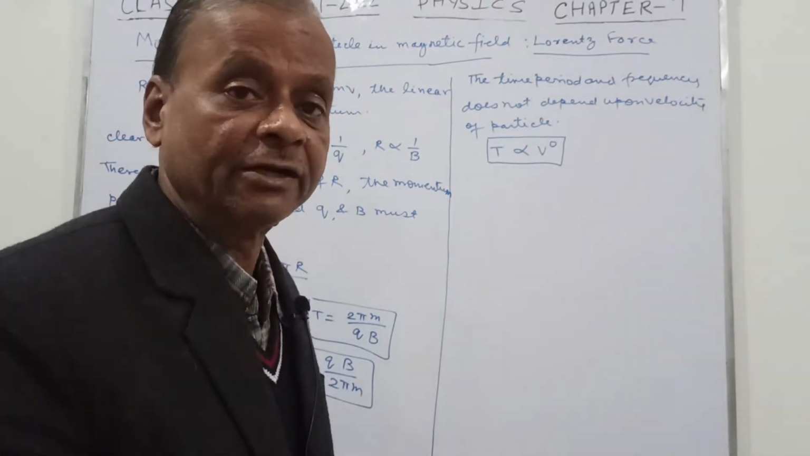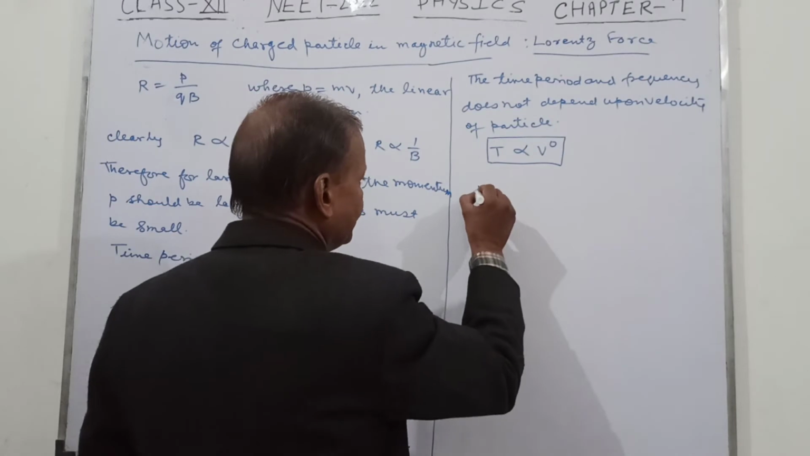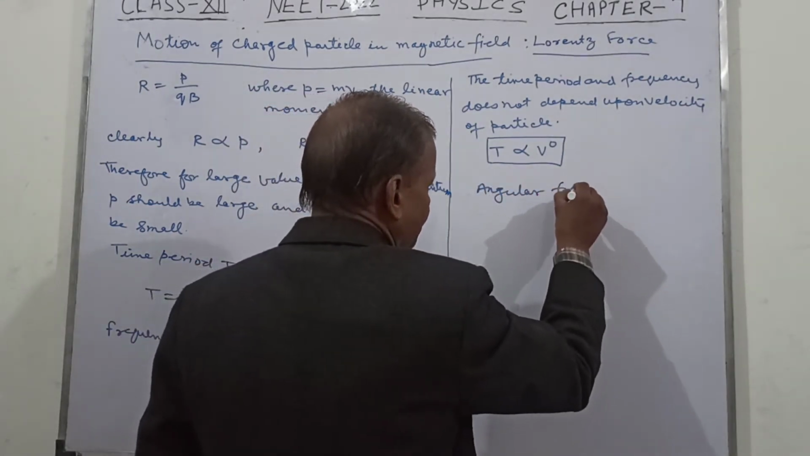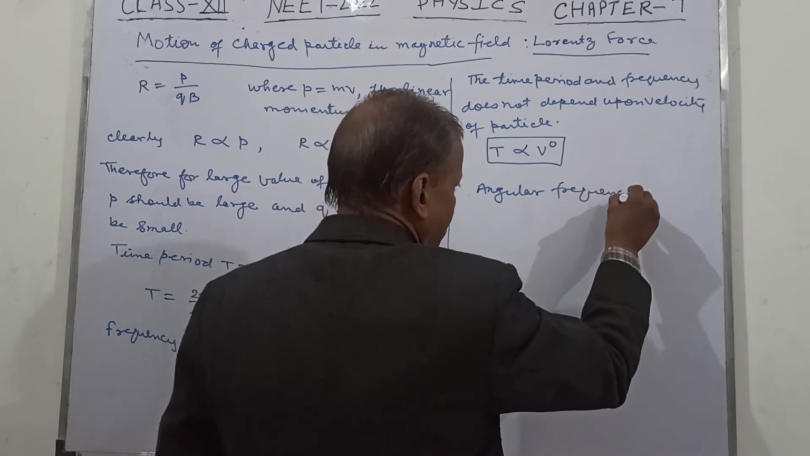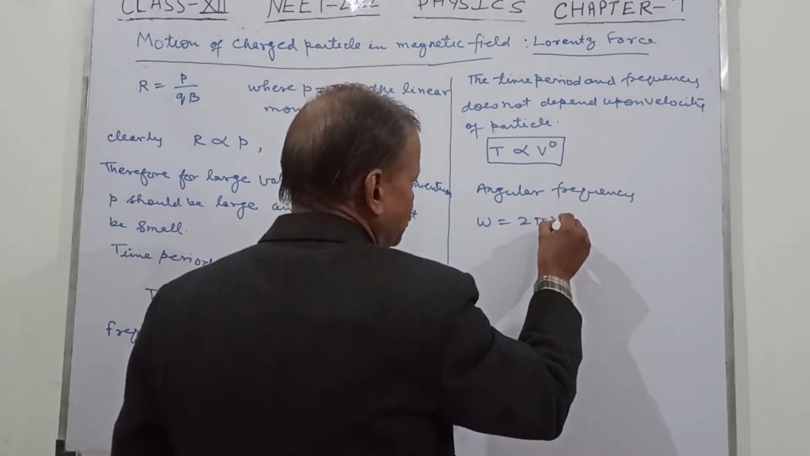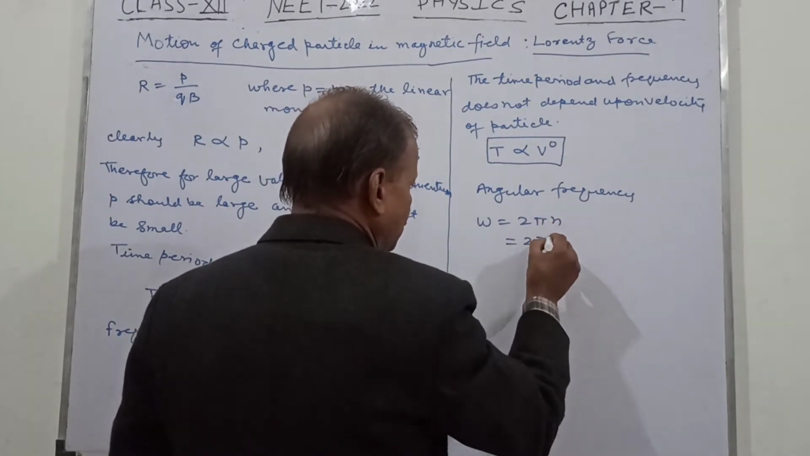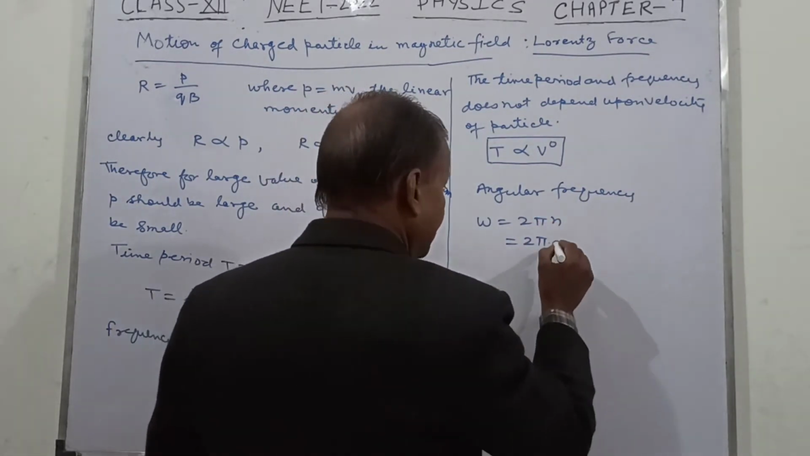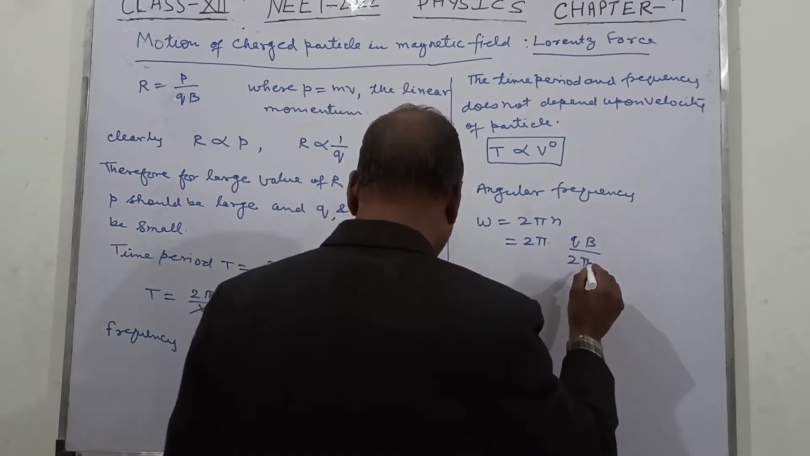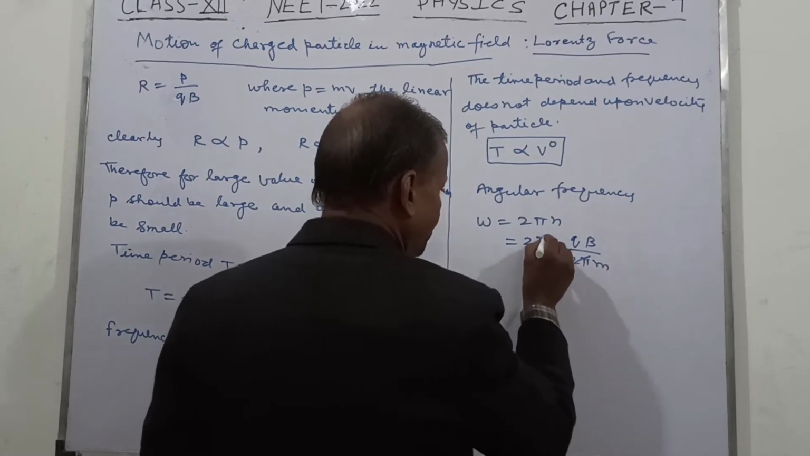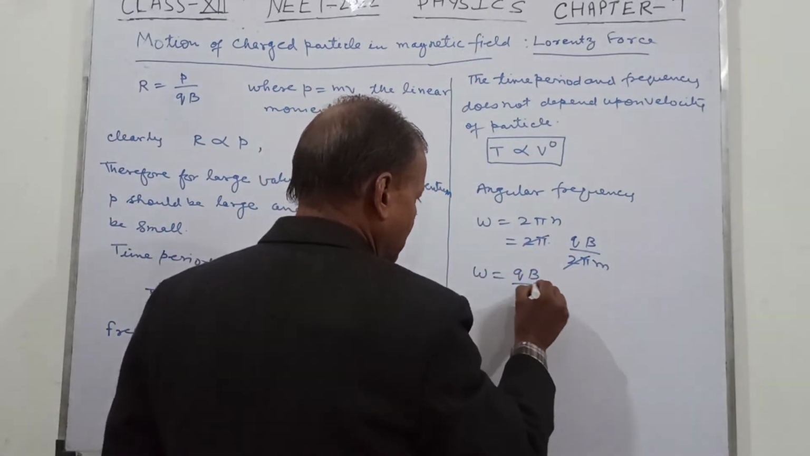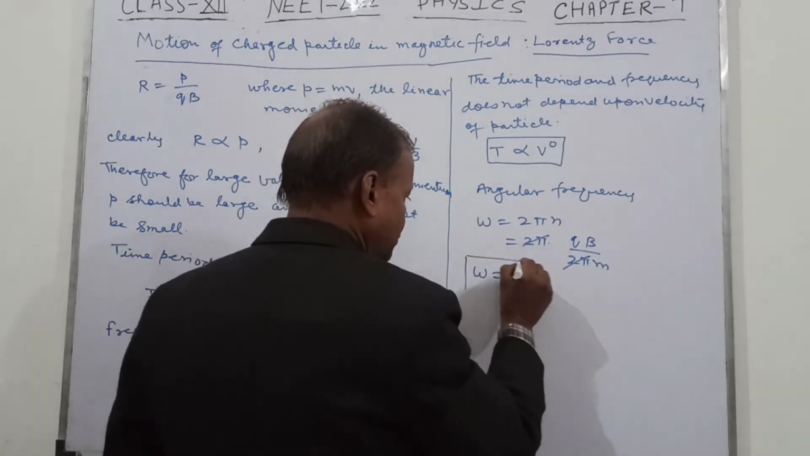Now you can find the angular frequency also. Angular frequency omega is equal to 2 pi n, and n is equal to qB upon 2 pi m. So this 2 pi and 2 pi will cancel. So omega equal to qB upon m.